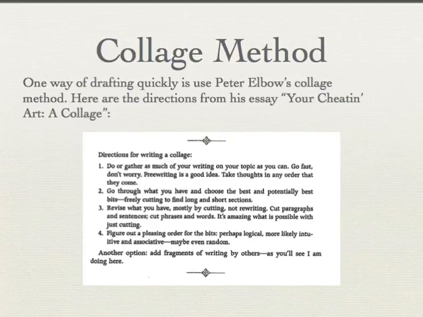Once you've done that, go through what you've done and choose the best and potentially best bits. If you've written a couple of paragraphs and decide that only one of the paragraphs is good, or you've written a paragraph and only one of the lines is good, you can just take that and get rid of the rest. So the idea is to generate a lot of stuff and then take what's useful to you.